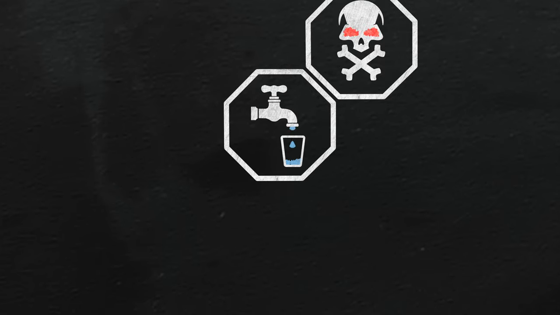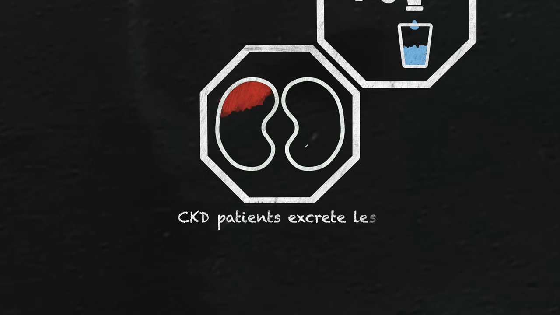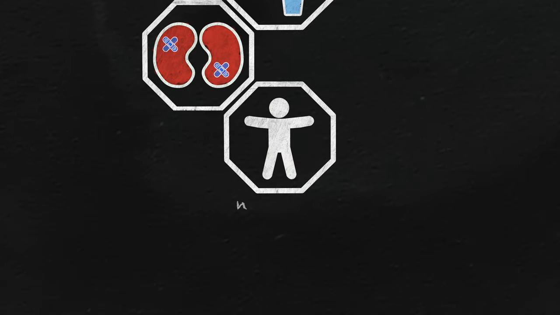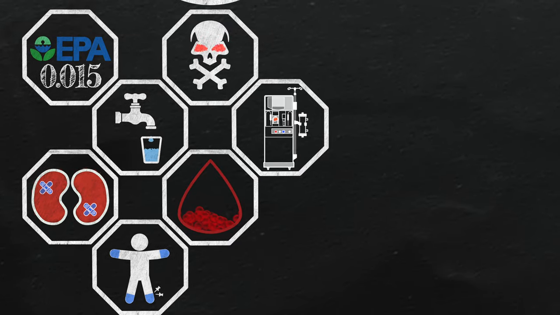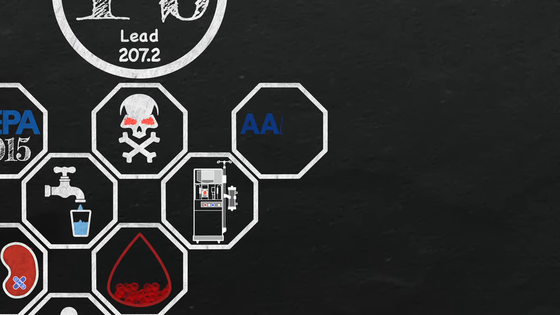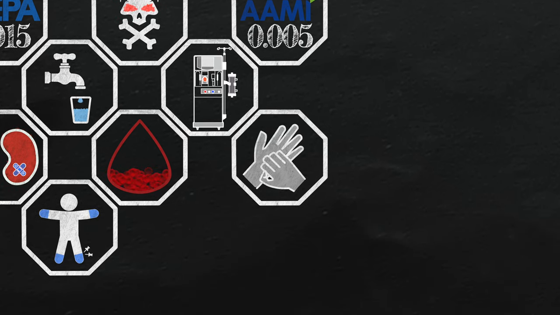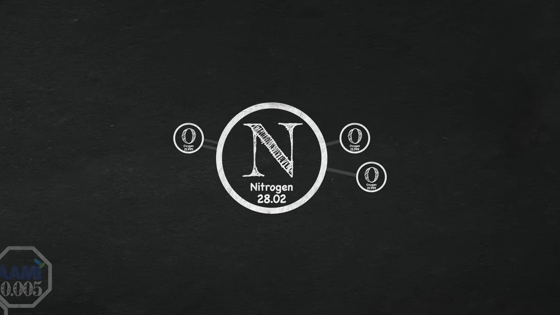Chronic exposure to elevated lead levels above the EPA limits can lead to kidney disease and lead nephropathy. It can also result in peripheral neuropathy and neurological symptoms and anemia. Lead exposure in dialysis patients has also been linked to uremic pruritus. Nitrates and nitrites are organic chemicals that consist of nitrogen and oxygen atoms.